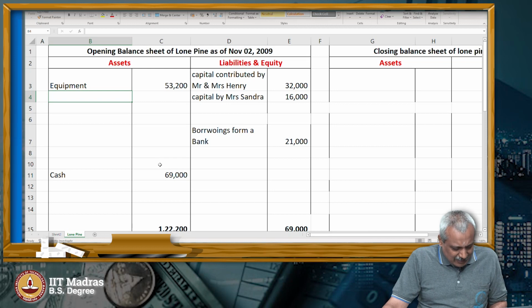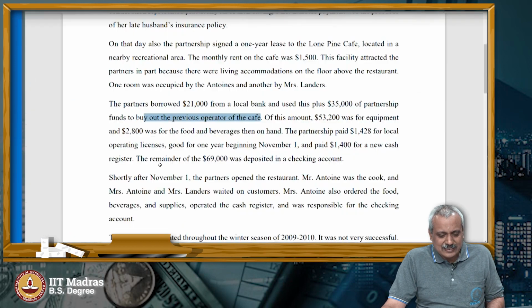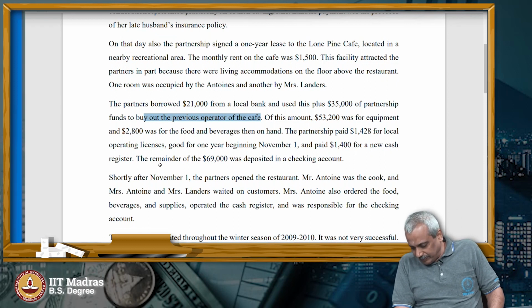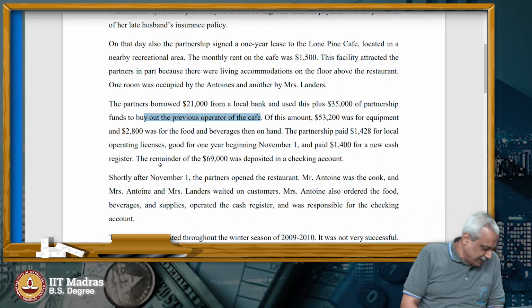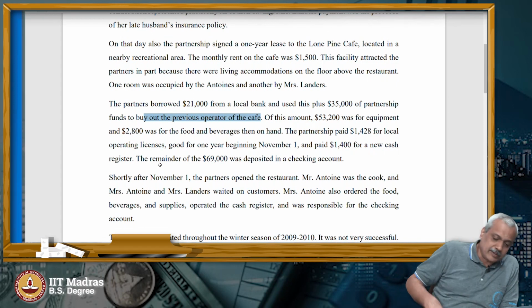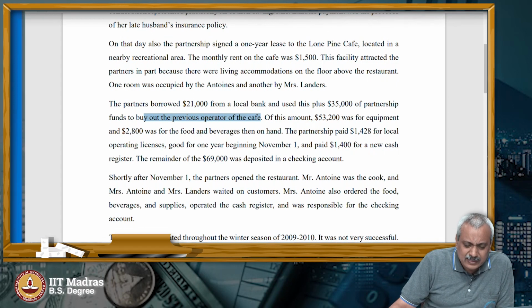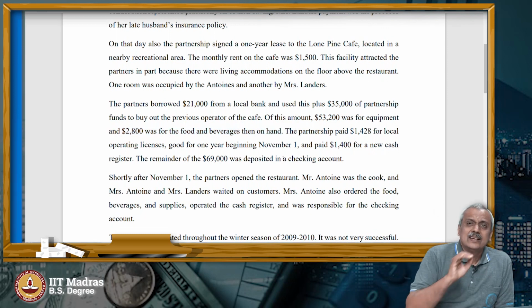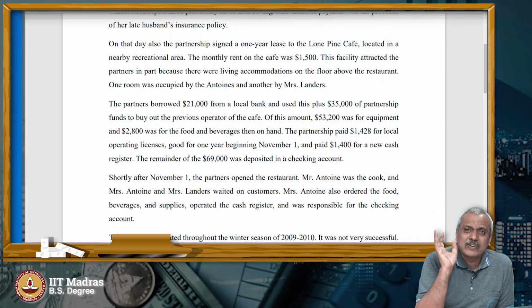Next I am going to read the statement again. I have not finished the statement yet. I am still reading that statement out here at this stage. It says that of this amount, 53,200 was for equipment, $2,800 was food and beverages then on hand. That is F&B, food and beverages.